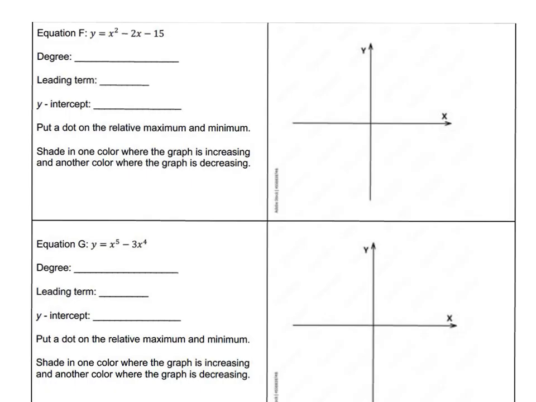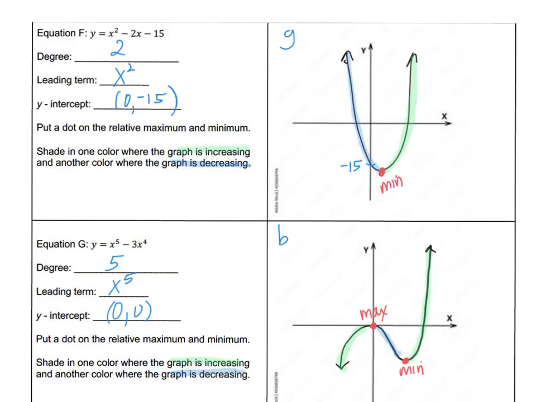If you're not sure, you should have gotten equation F to match with graph G, and equation G to match with graph B, which means equation H should have matched with graph E. So try those last 3 on your own, fill everything out, do the little sketch for yourself, and then you can check your work with me if you need to. So here are the answers with the maximums and minimums, decreasing, increasing, the answers to the degree, leading term, and your y-intercepts. So try the last one.